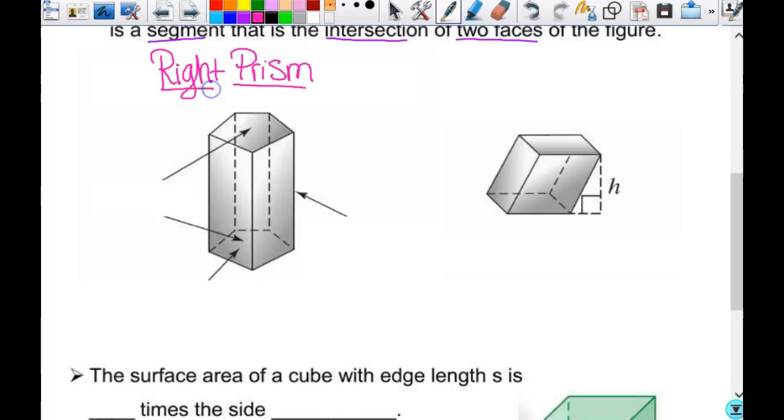It makes it a right prism because it would be perpendicular to the ground. Okay. This one is leaning over, and so it is an oblique prism.